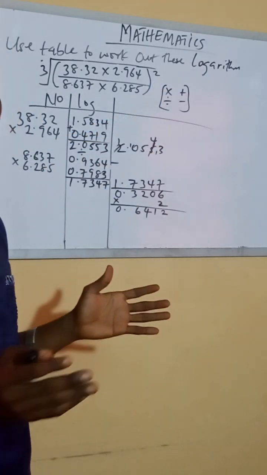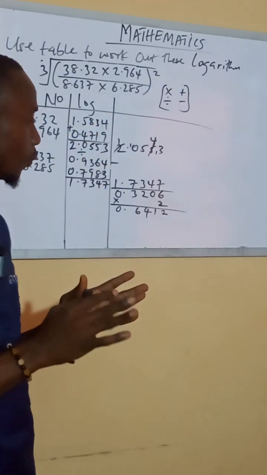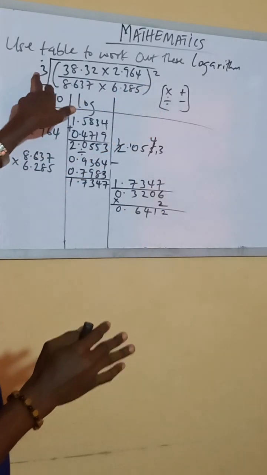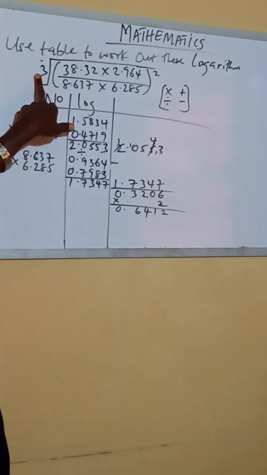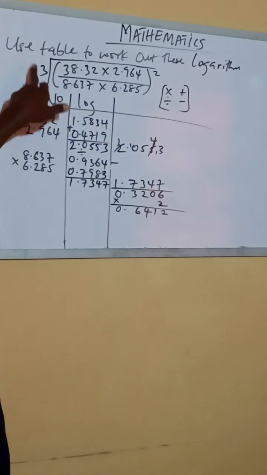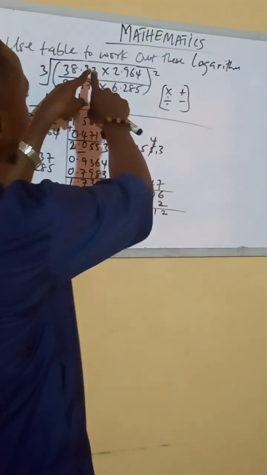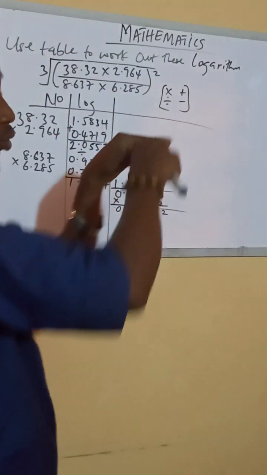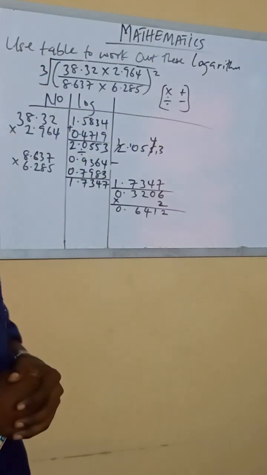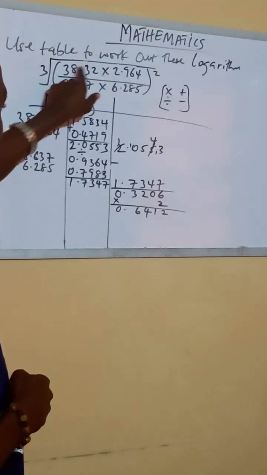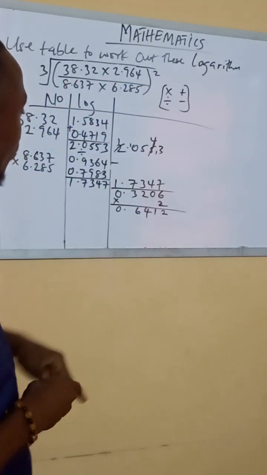Now, the question is, what next are we going to do after multiplication? Remember, there's a cube root here, there's a 3 here. Now, this 3 we are going to use to divide. What this means is that everything inside the square root, we are going to divide by this 3 that we have here. And we have gotten everything inside the square root as this. So that means we're going to divide it.